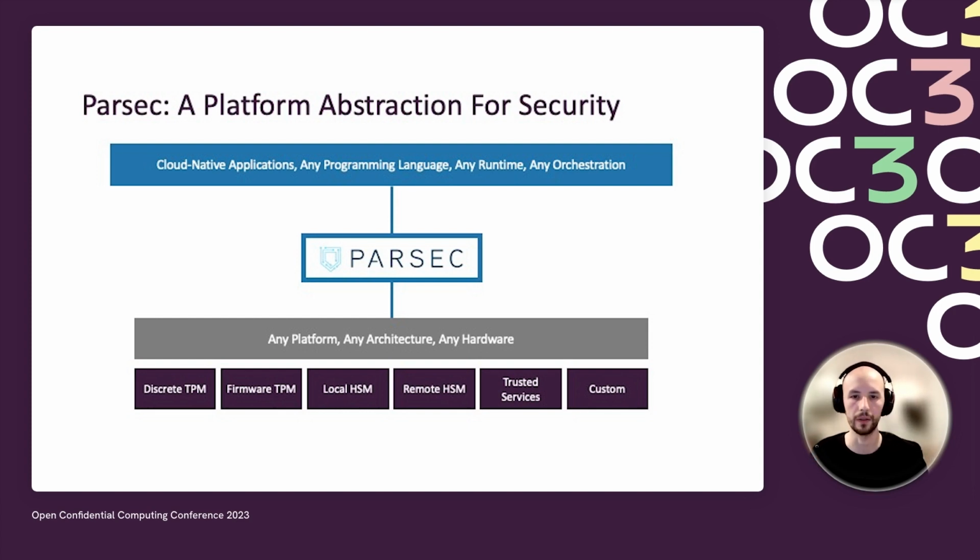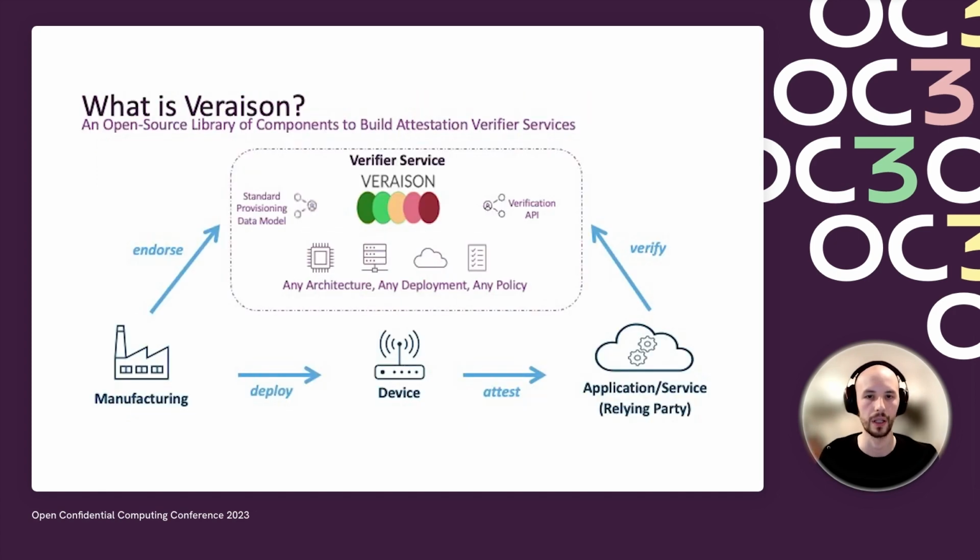Moving on to the other side of our prototype, where we have Veraison. So Veraison is a library, an open source library of components that can be used to build an attestation verification service. So these components can allow you to assemble everything from an endorsement or a verification API, or any number of plugins that allow you to appraise various attestation schemes. In this diagram, you can see a manufacturing plant producing a device and using that information it has about the device to endorse it to the verification service once this has been deployed.